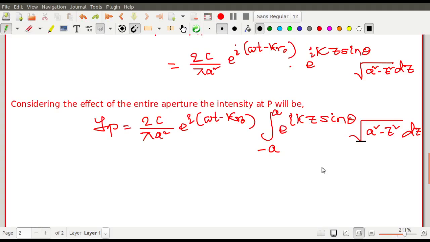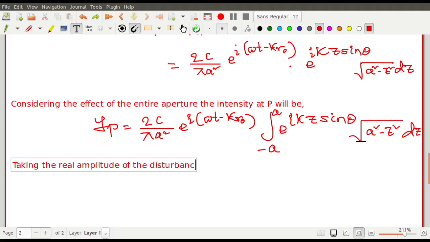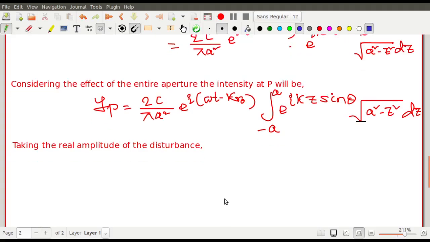Right? So proceed. So from here what will I do? Whatever I will write is that, due to the complexity, taking the real amplitude of the disturbance. I hope that I have been able to make you understand why I am taking the real amplitude. That is needed. But just doing this calculation is of no use.